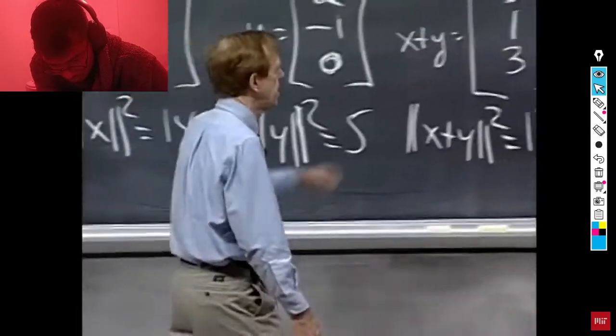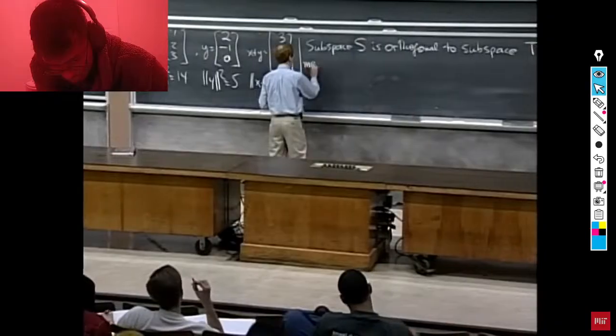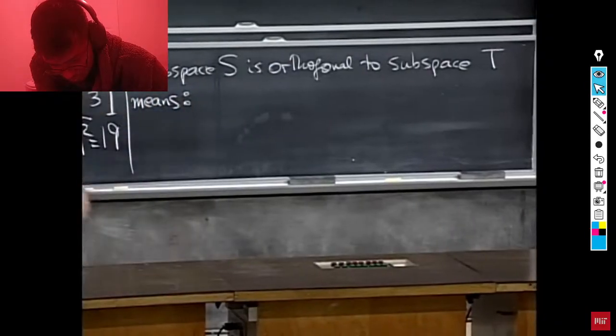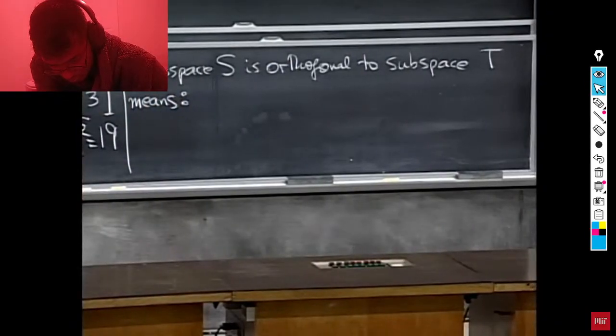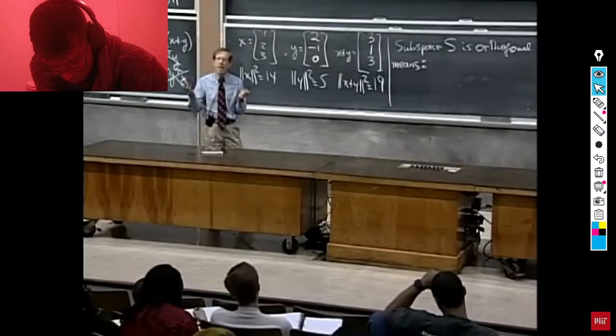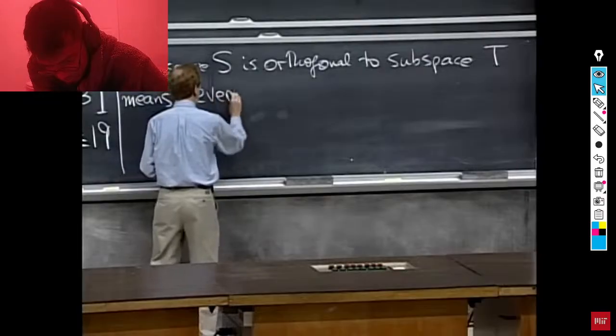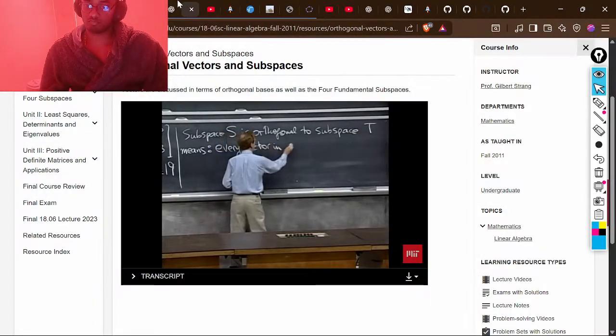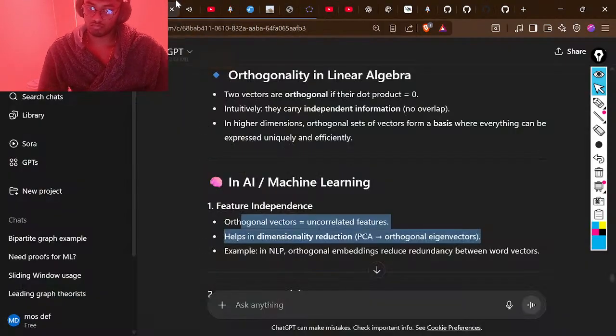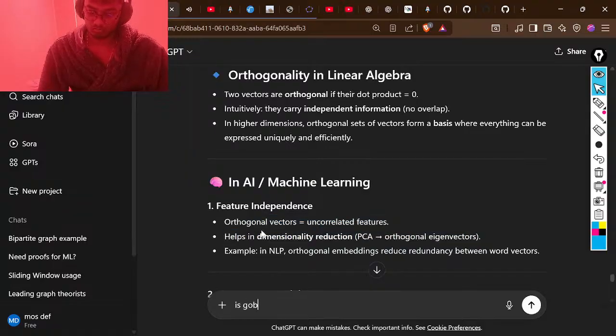All right, let's finish this sentence. What does it mean? We have to know what we're talking about here. So what would be a reasonable idea of orthogonal? Well, let me put the right thing up. It means that every vector in S is orthogonal to, what am I going to say? Every vector in T.